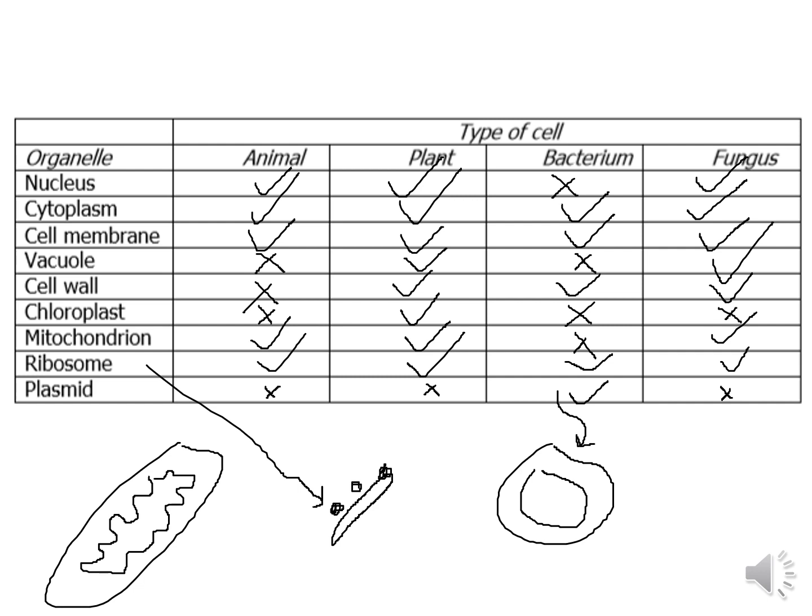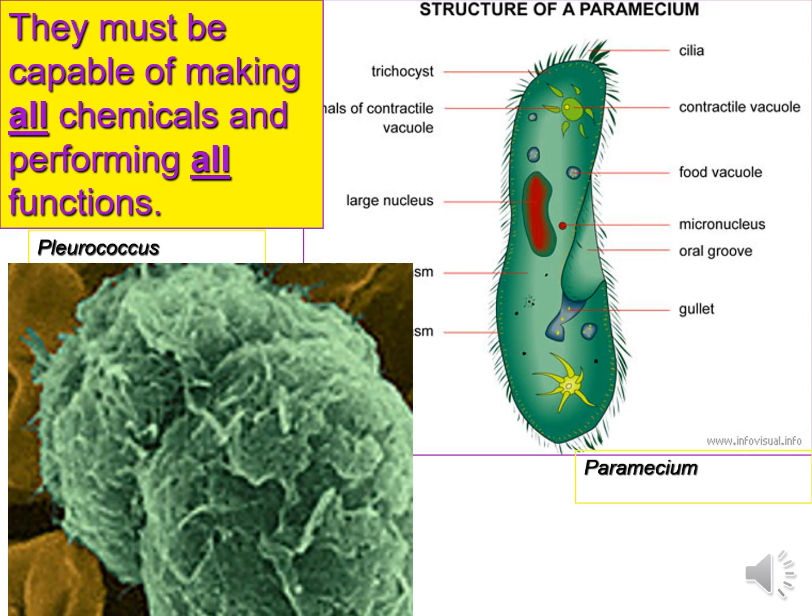So let's have a wee look at the summary here. We can see that all cells have cytoplasm, cell membrane and a vacuole, and only plant cells have chloroplasts, and only bacteria cells have plasmids. Now, we talked about unicellular organisms, cells that only exist of one cell, so they can carry out all the functions and are capable of making all the chemicals that they require to survive, and that they are usually bacteria.